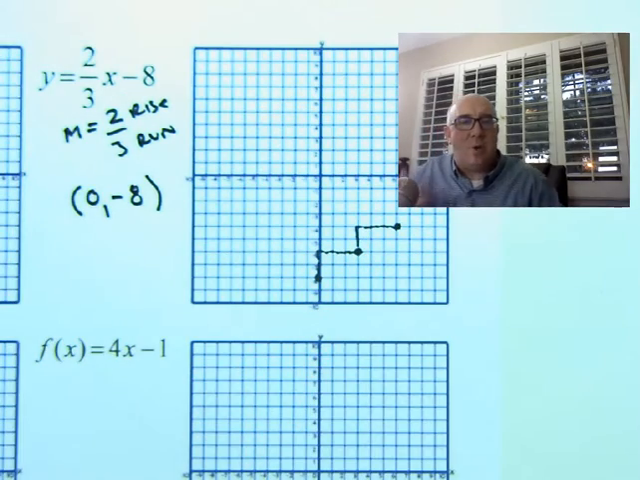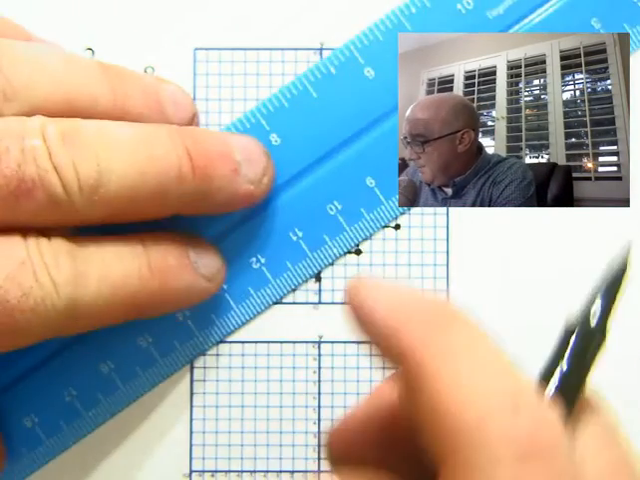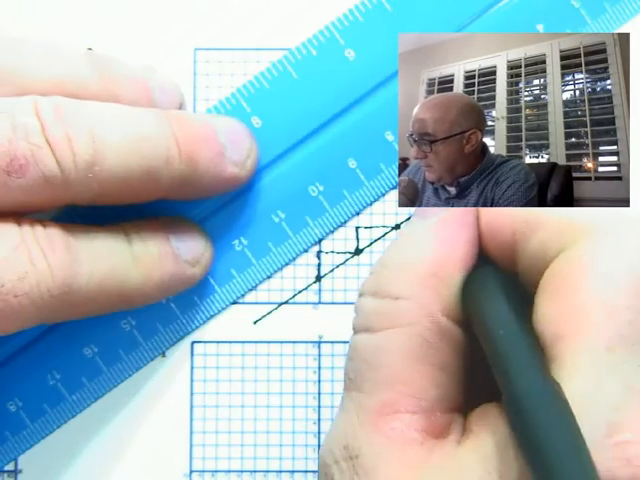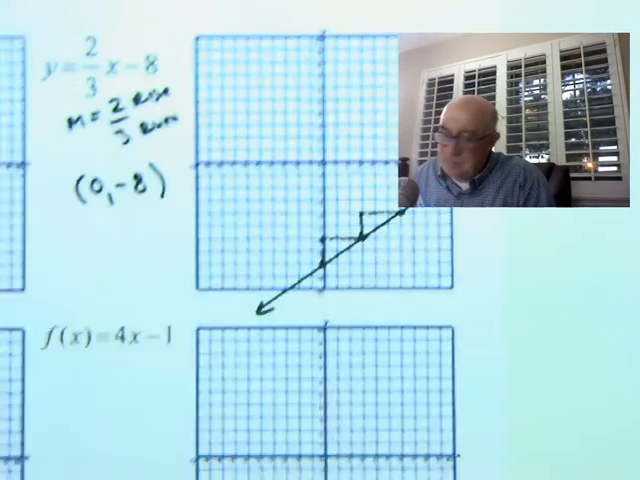I only do that twice as a way to help me create a better line. Sometimes if you just have the 2 points, if you're not too careful, it won't be very accurate. But there we go. That looks good.